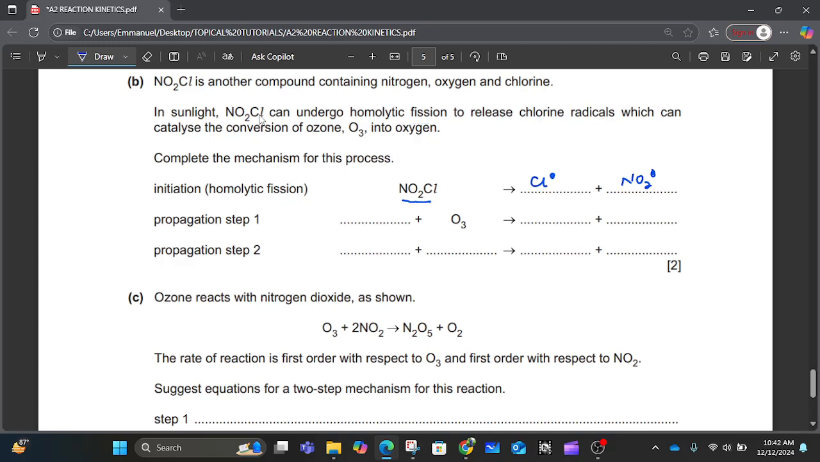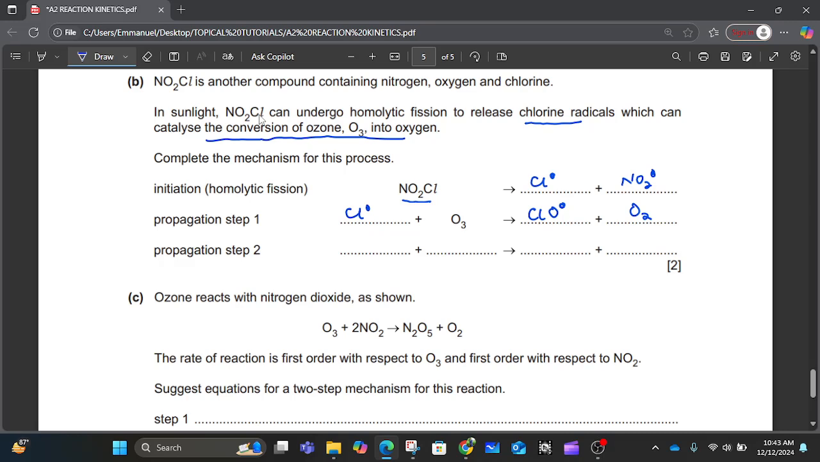In the next step, we were told that chlorine radical catalyzes the conversion of ozone into oxygen. So it means that in propagation step 1, we have to use our chlorine radical, which will react with the O3 to give us oxygen. So that will be ClO radical plus O2. In a propagation step, you have one radical at the reactant side and one radical at the product side.